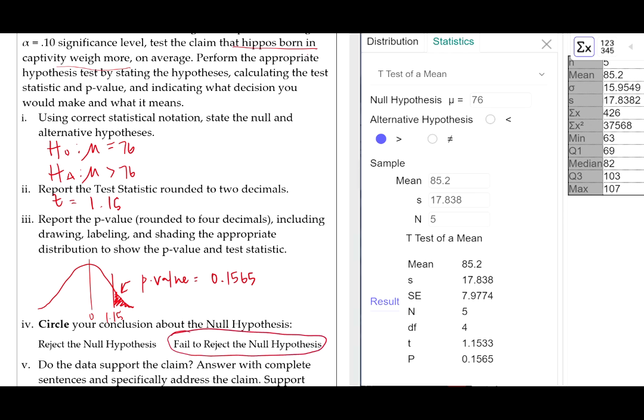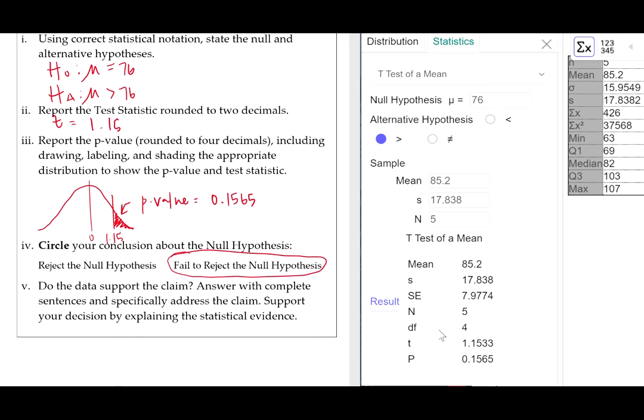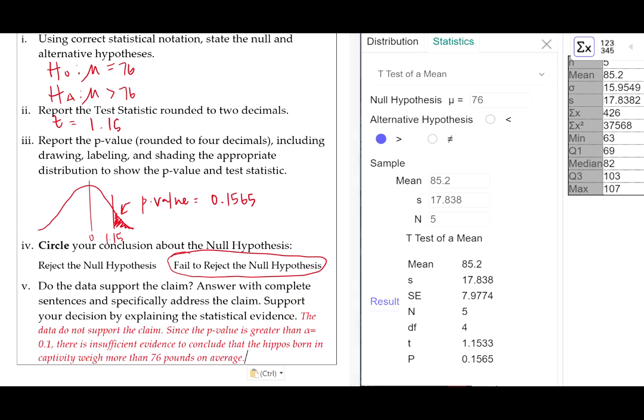The next question says, do the data support the claim? Answer with complete sentences, and specifically address the claim. So this is the conclusion that we would make. The data do not support the claim that the mean weight of hippopotamuses born in captivity is greater than the mean weight of hippopotamuses born in the wild, because the p-value is greater than alpha equals 0.1.